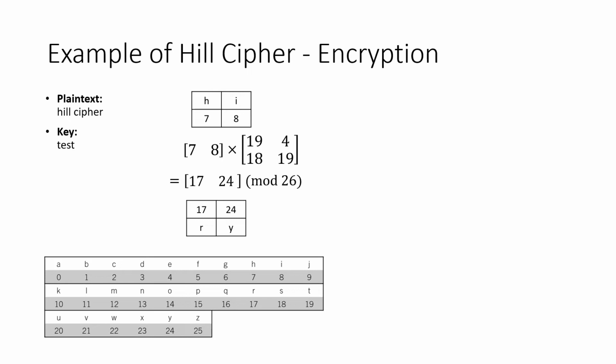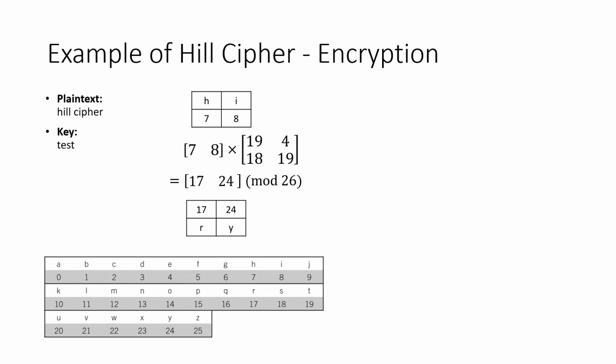ciphertext. So what we've done so far, we transformed our plaintext into blocks. On the very first block, we showed the details using our key, using matrix multiplication. We got the following matrix, 17 and 24. We recorded and found the corresponding English letters. And that is going to be our resulting ciphertext from the first block.